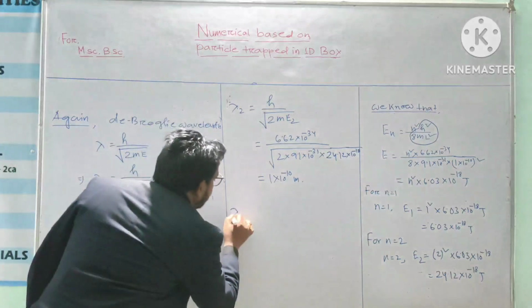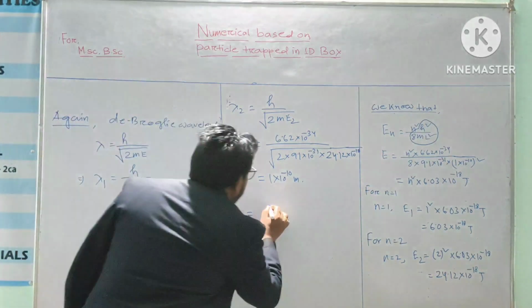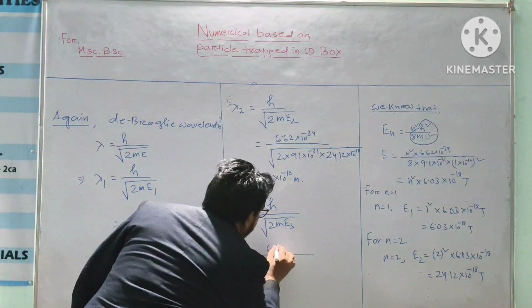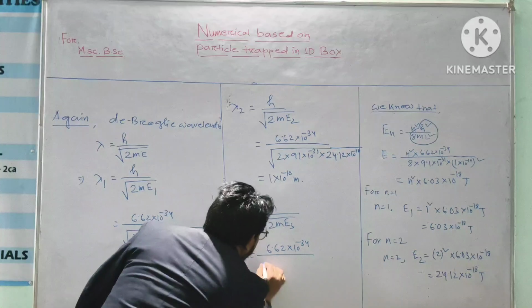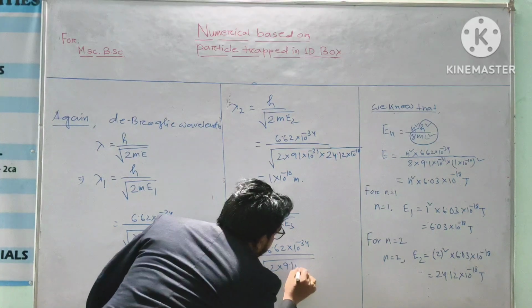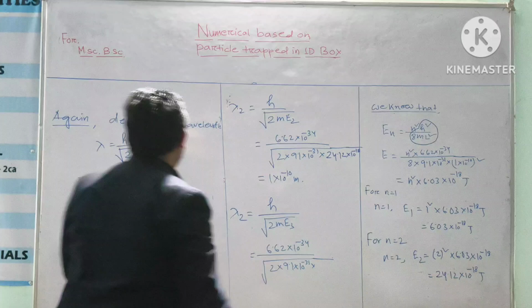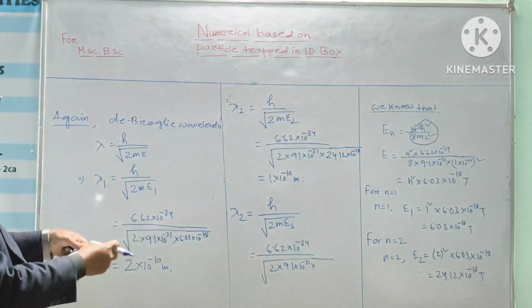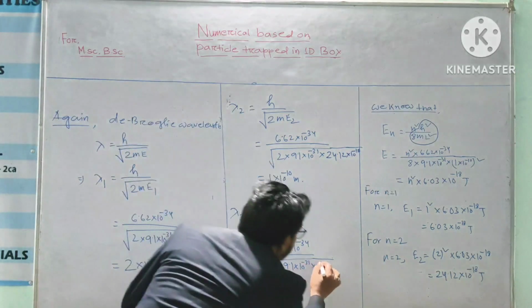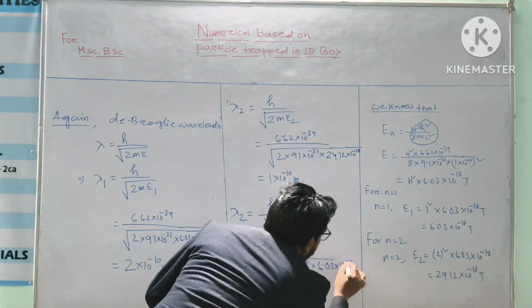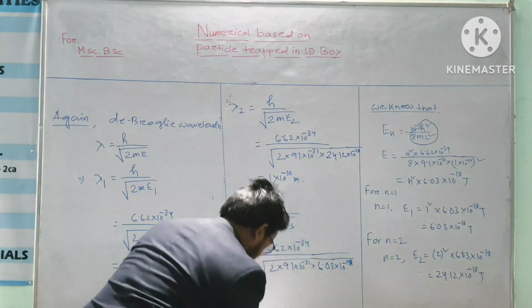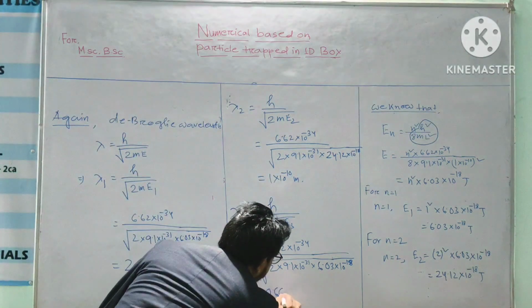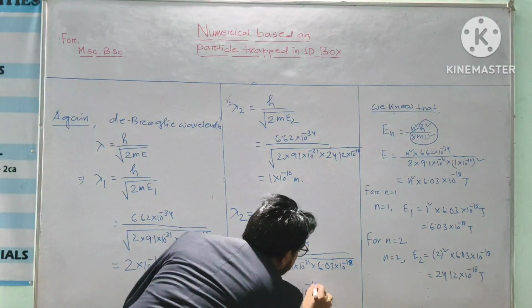Again, lambda 3 equal, similarly, we can write h by under root of 2mE3. The value of h equals 6.62 into 10 to the power minus 34, and 2 into the mass of the electron 9.1 into 10 to the power minus 31 into the value of E3. The value of E3 is 54.27 into 10 to the minus 18. After solving this part, we get 0.667 into 10 to the power minus 10 meter.